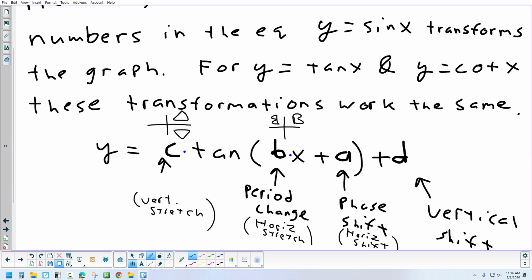Okay, so we're not going to spend a ton of time. We did a lot of graphing sine and cosine. We don't do many graphs by hand. Most of the graphs are going to be on the calculator.